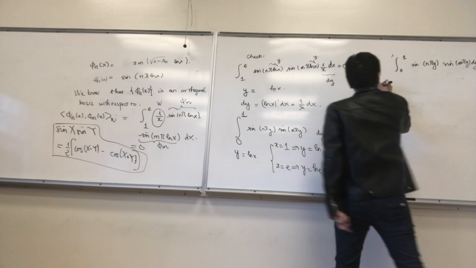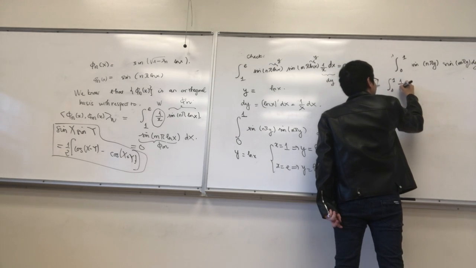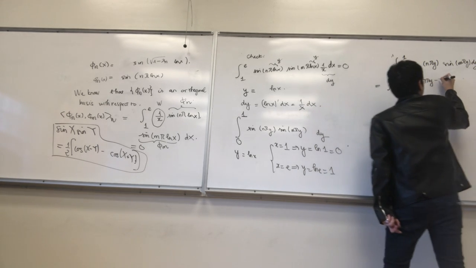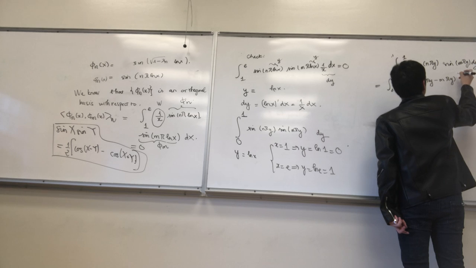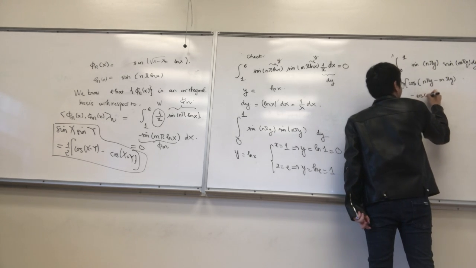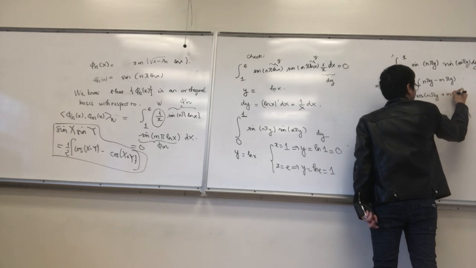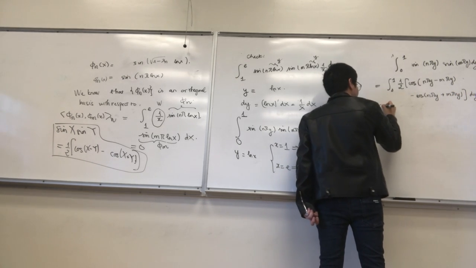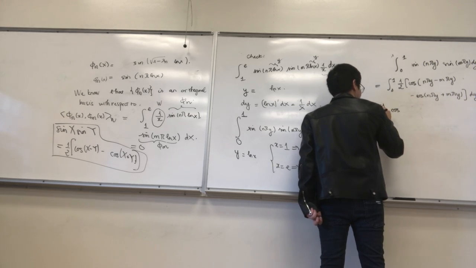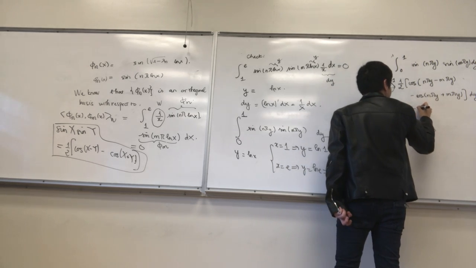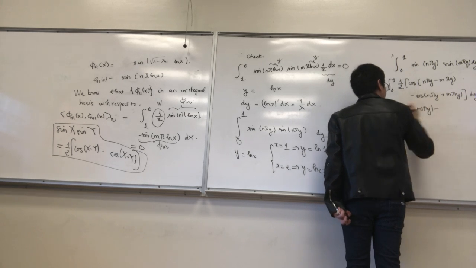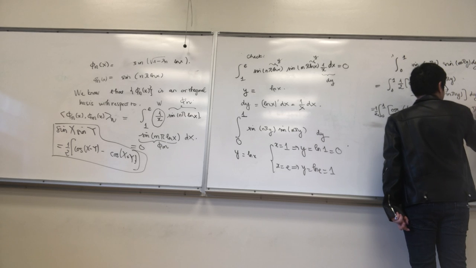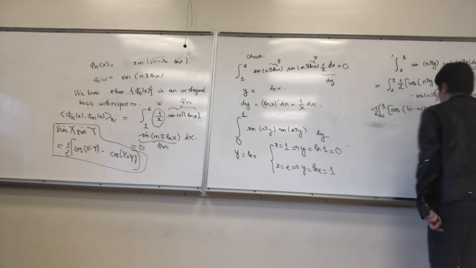Right? So now I'm going to use this formula. I'm going to have 1/2 of cosinus of n pi y minus m pi y, minus cosinus of n pi y plus m pi y, dy. All right, and this is the integral from 0 to 1, 1/2 of cosinus of n minus m pi y minus cosinus of n plus m pi y dy.